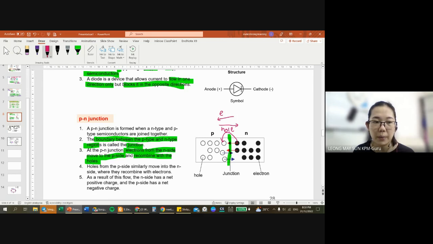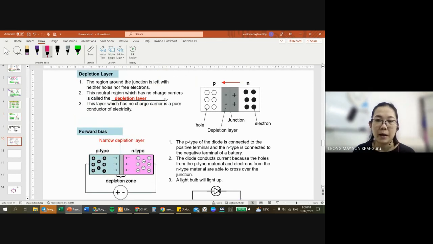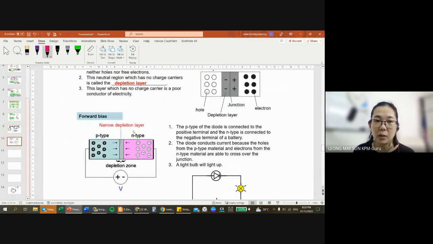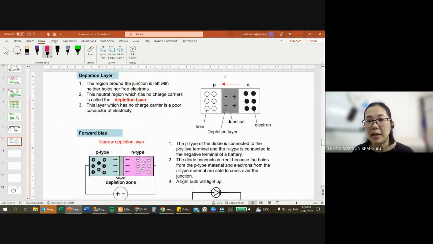Now, why is it so important for us to understand that? Because if it's sticking next to each other, it wouldn't be a problem. The problem is if there are no electrons in the middle. The region around the junction will be left with no holes nor electrons. In this area here, they are already neutral, whereby most of the holes move away towards this corner, and all the electrons move towards the other side. No electrons are jumping through the junction.